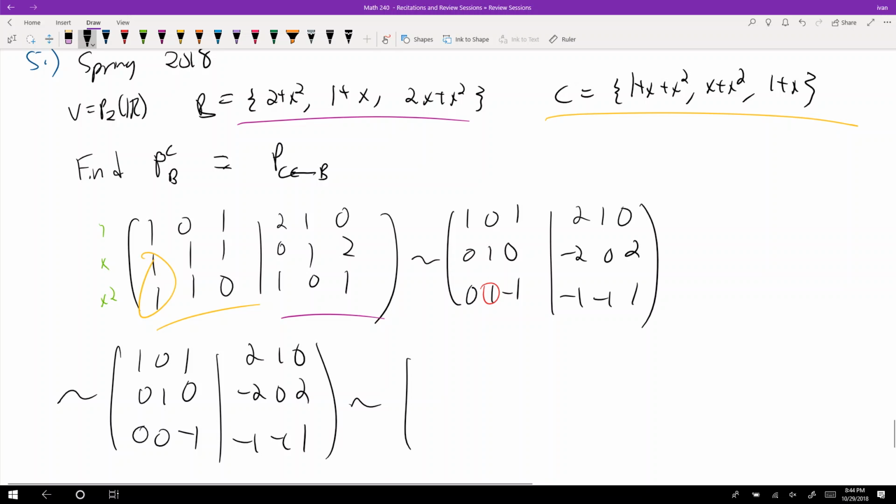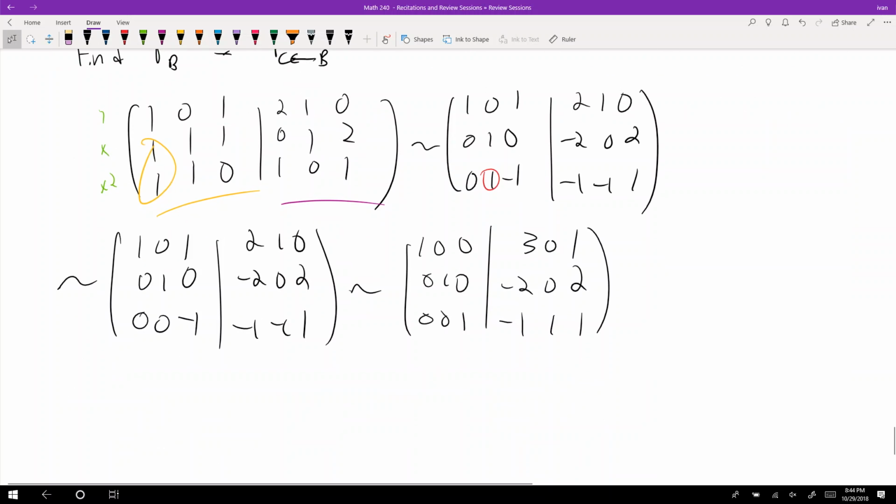And then from here, we can get to the identity matrix fairly simply. So now we have 1, 0, 0, 0, 1, 0, 0, 0, 1, and we get 3, 0, 1, negative 2, 0, 2, negative 1, 1, 1. And so this thing is P, B, C.